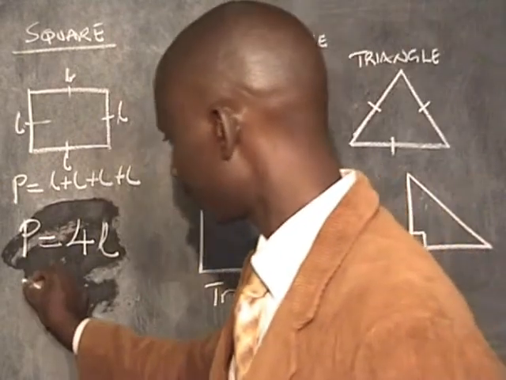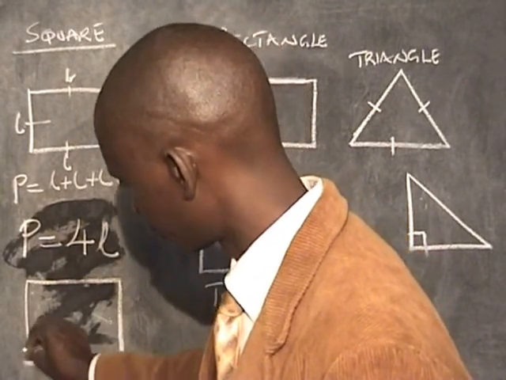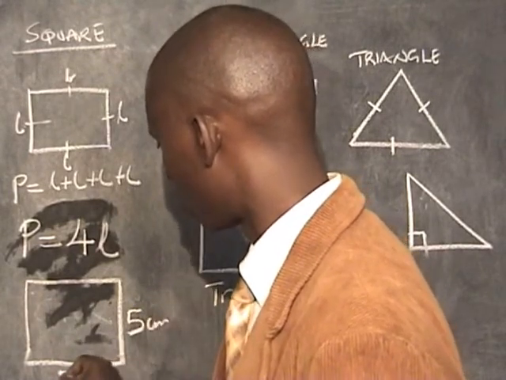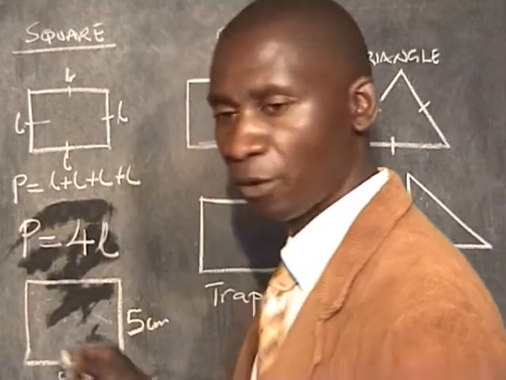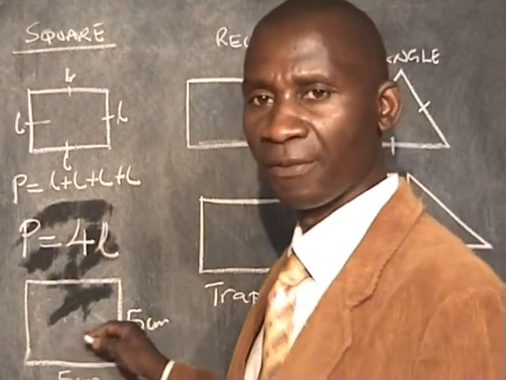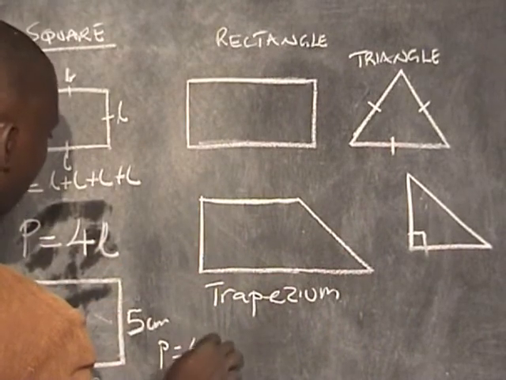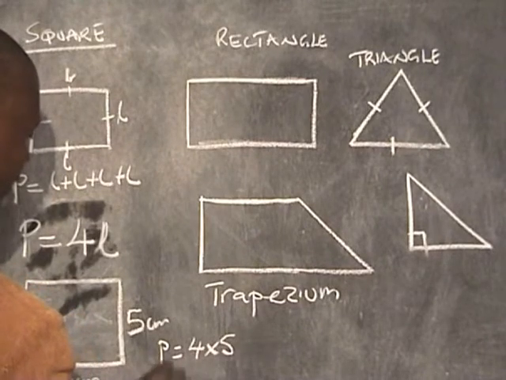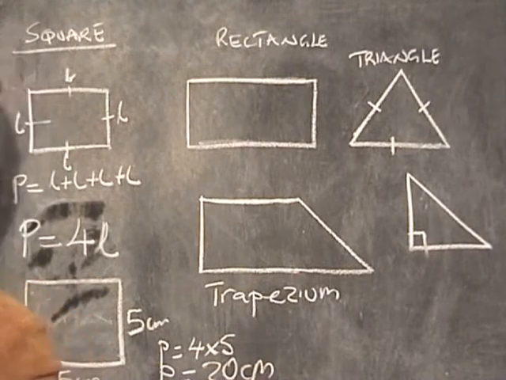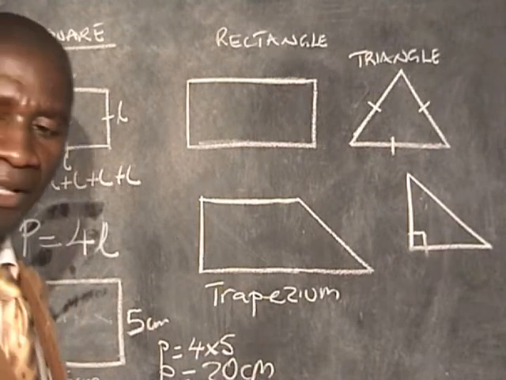If, for instance, this is a square of which its length is equal to 5 centimeters, even this one should be 5 centimeters. If you happen to be asked to find the perimeter, perimeter cannot be difficult to find for this square. The perimeter for this square can be P is equal to 4 multiplied by L, which means 4 multiplied by 5. And this perimeter is equal to 4 by 5. This is going to be 20 centimeters. The units are important. If the units are given in meters, you have to indicate meters. But this time around, these are in centimeters.